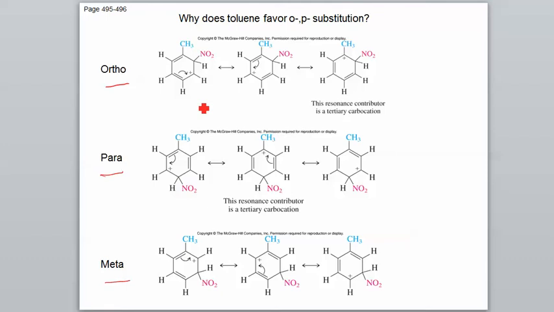And you can see this third resonance structure here is the one that is particularly stable. This is the reason why toluene is faster than benzene, because we can form a very stable tertiary carbocation if that positive charge is at the top of the ring, like you see there. Remember, tertiary carbocations are more stable than secondary, which is what's true of those other resonance forms to the left.